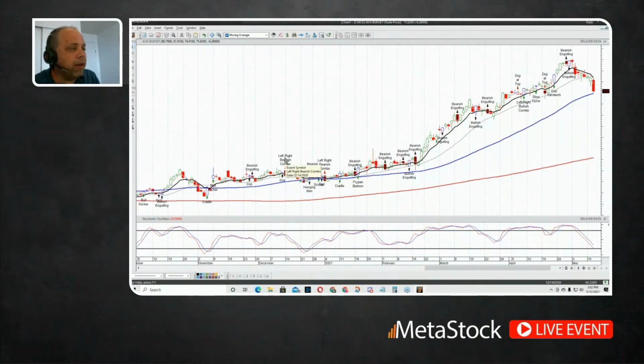So right here we had the left-right bullish. Here you had an engulfing bullish, and you had your left-right bullish, you had a doji sandwich. All these patterns are just automatically drawn for you. So it'll just point it out on here.